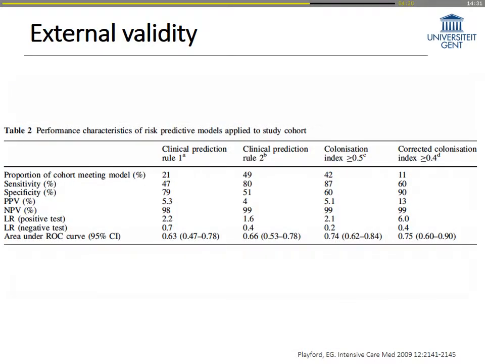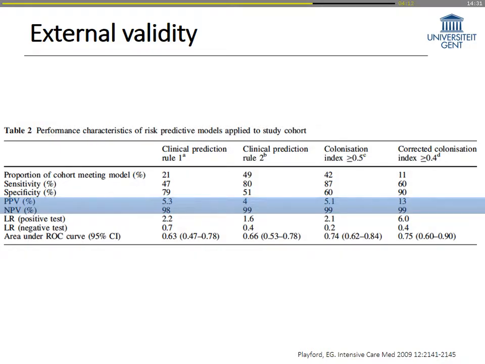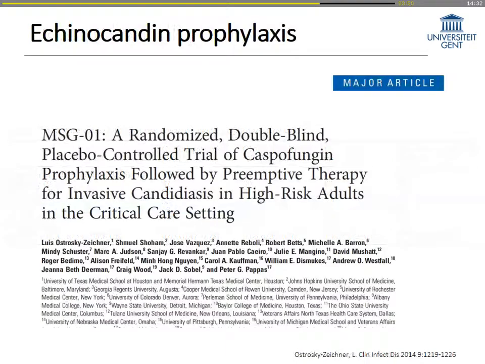One of the studies confirming this problem is this study that looked at the external validity of these different rules in another cohort. And apparently, when you change the cohort, for instance, the positive predictive value is much lower. And look at the area under the curves reported here. It's quite lower compared to the original studies. So many of these scores have been developed in highly selected cohorts with limited external validity. So what about the new drugs? What about the echinocandins?